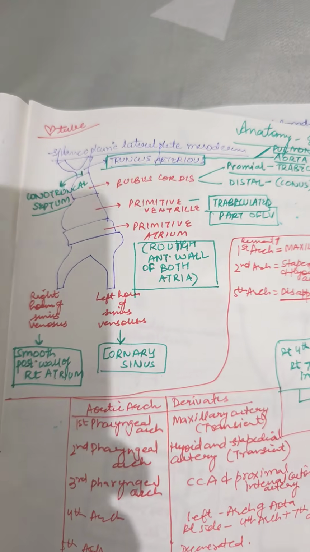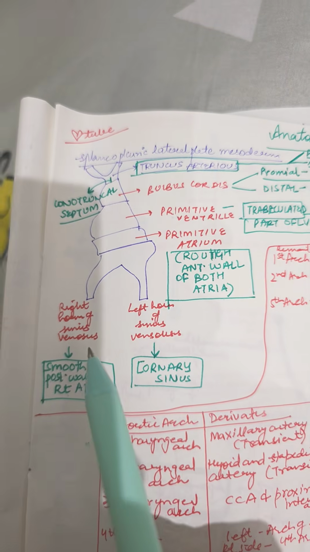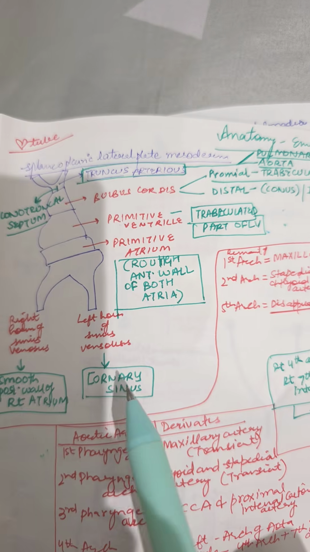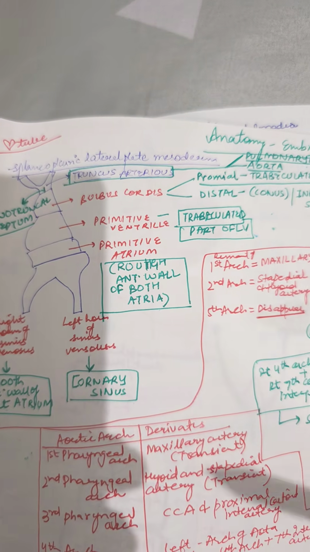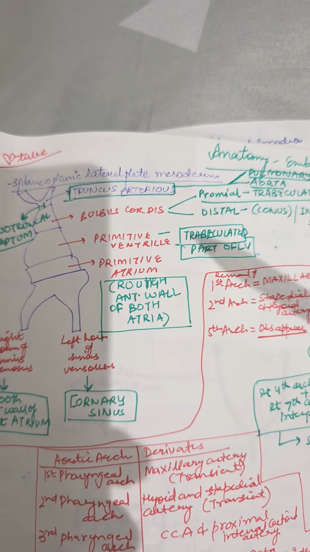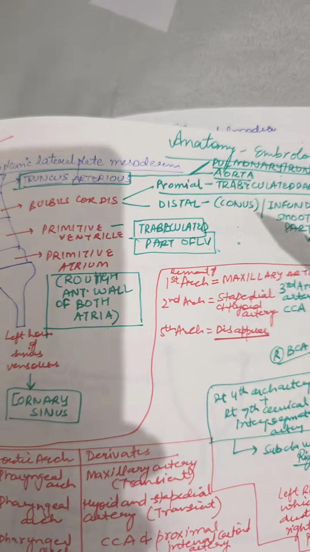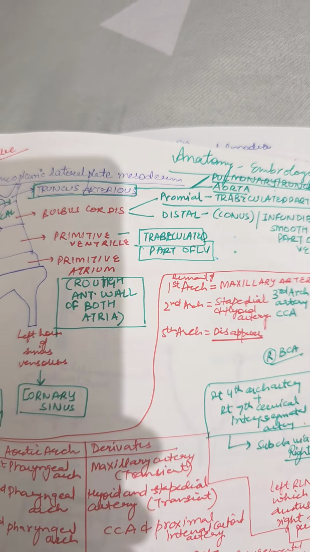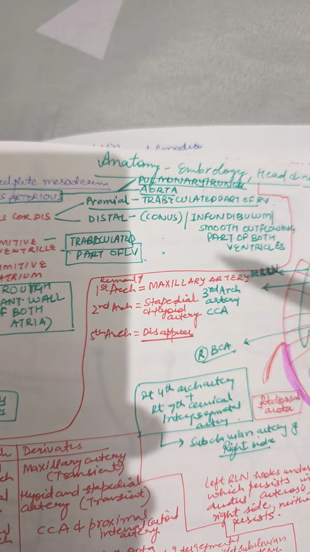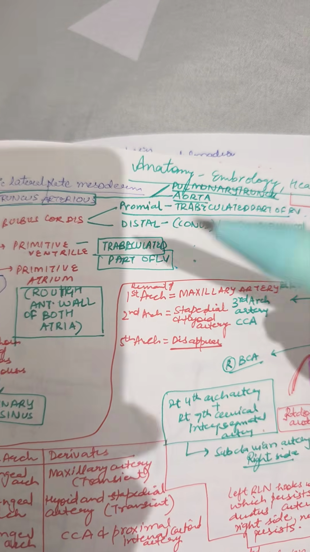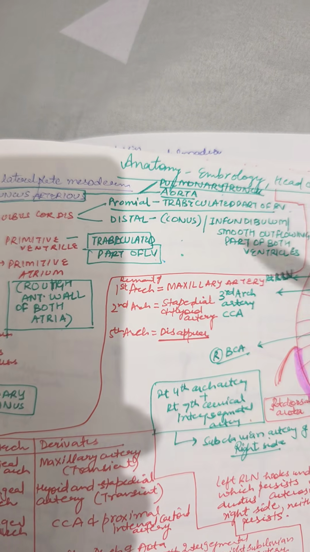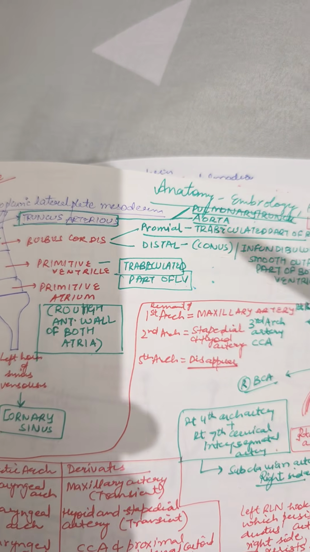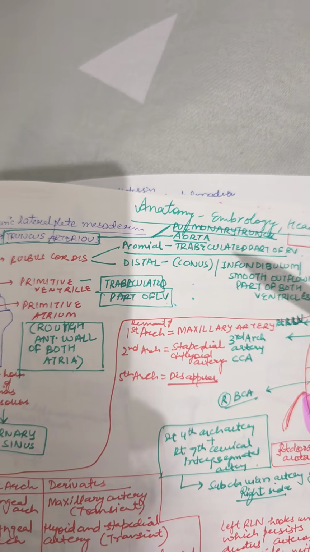So to summarize this discussion: the right horn of the sinus venosus forms the smooth posterior part of the right atrium, and the left horn forms the coronary sinus. The primitive atrium forms the rough anterior part of both atria. The primitive ventricle forms the trabeculated part of the left ventricle. The bulbus cordis is first divided into proximal and distal parts. The distal part is called the conus, or infundibulum, which is the outflowing part of both ventricles. The proximal part forms the trabeculated part of the right ventricle, and the last is the truncus arteriosus, which is going to form two parts, the pulmonary trunk and the aorta.